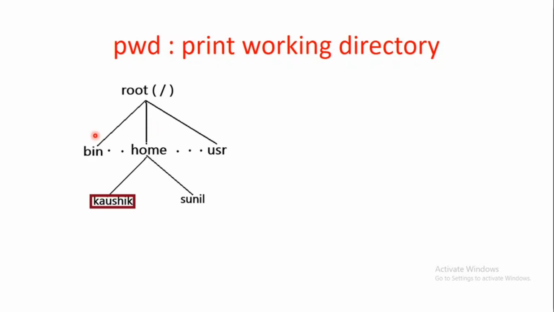So for reference, let us take this tree structure, and the directory which is highlighted in a red rectangular box is considered as the current working directory. When I execute the command pwd in my current working directory, it will give the output like this. This represents the absolute path of my current working directory. The first slash represents the root directory, under which there is a home directory, and under which there is a directory called Kaushik, which happens to be my current working directory.